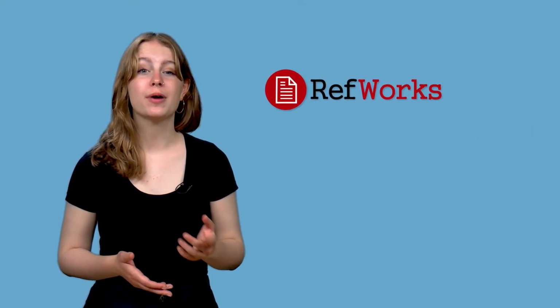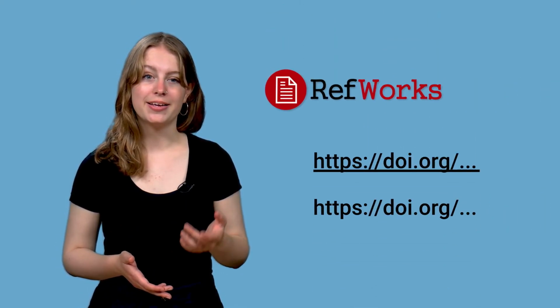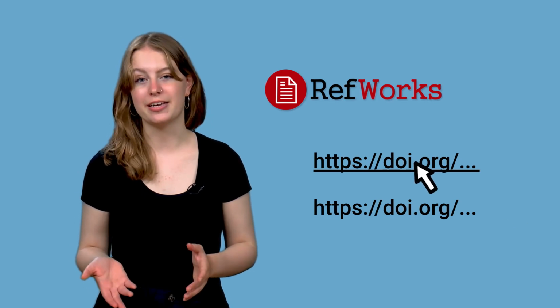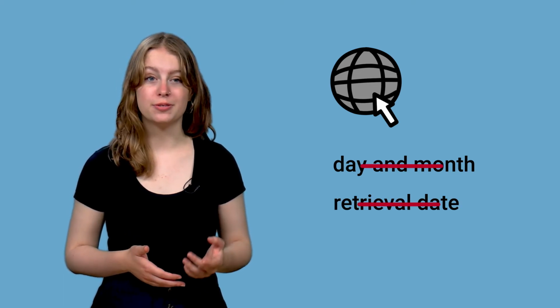For instance, in RefWorks, the URL of the DOI in the reference list is only partially clickable. References of web pages often lack the complete date, including day and month, and the retrieval date. These final adjustments can be made when you are about to finalize your report. Below this video on the YouTube channel, you will find additional URLs with information on how to create and adjust references manually.